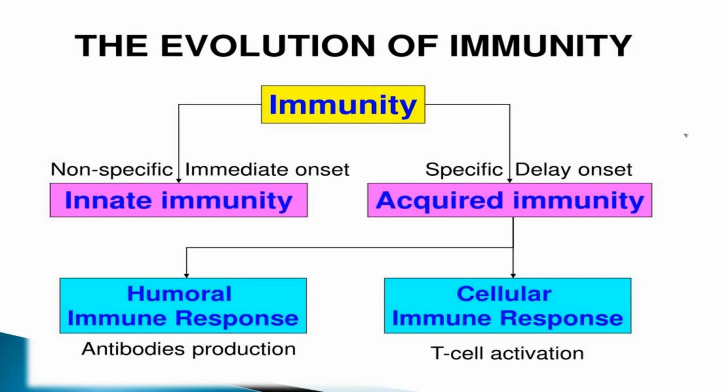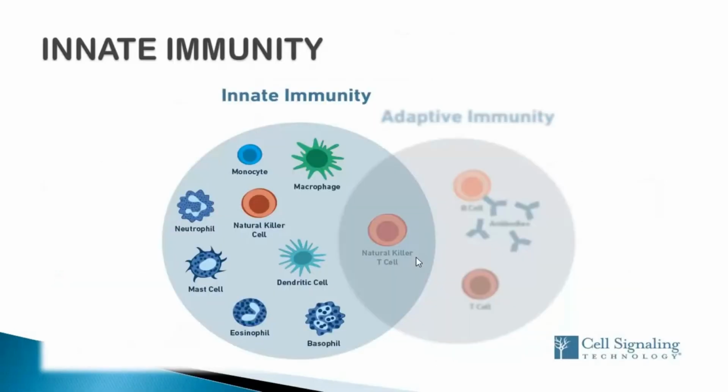Acquired immunity can further be divided into two. We have the cellular immune response, which involves the activation of the T lymphocytes of acquired immunity, and we have the humoral immune response. This involves the production of antibodies from the B lymphocytes of acquired immunity.